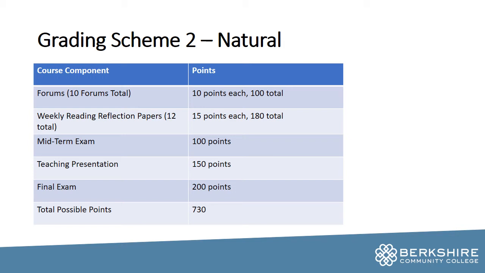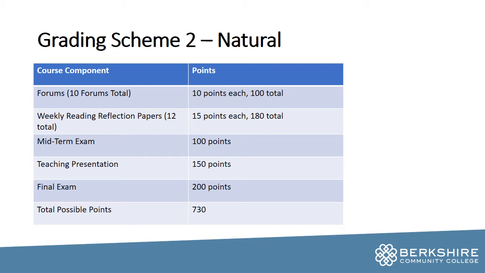Now we're going to look at another possible grading scheme that you're using, and this will be using what's called natural weighting in Moodle. So this is where you have basically the sum of all possible points in the class. So in this grading scheme, you can see that there's going to be 10 forums that will each be worth 10 points. So there's 100 total possible forum points. And then you're adding those all up and showing the total possible points for the class.